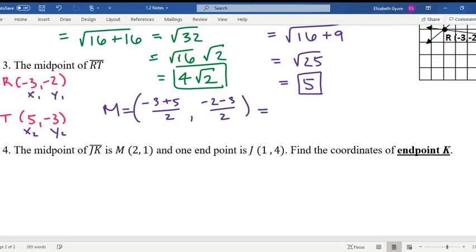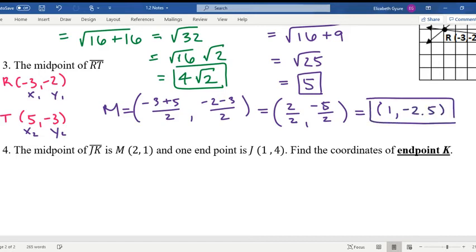Then simplify. -3 plus 5 is 2, so you have 2 divided by 2. -2 minus 3 is -5 divided by 2. And then reduce if you can. 2 divided by 2 is 1. And -5 over 2, you could either just leave it as -5 over 2 if you want, or you could turn it into -2.5. Completely up to you how you want to do that.